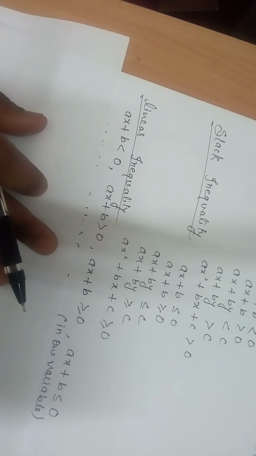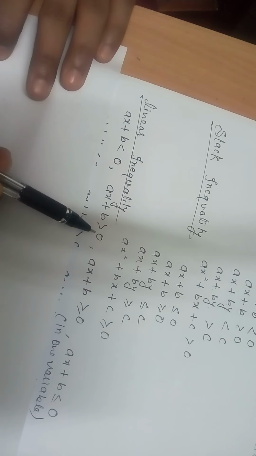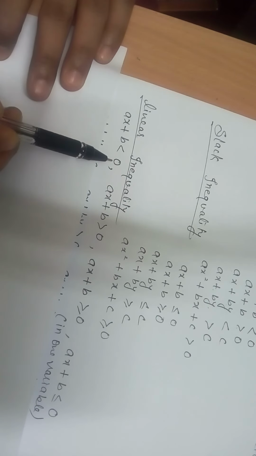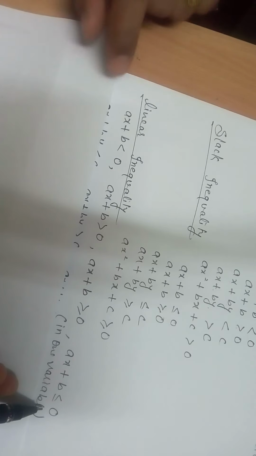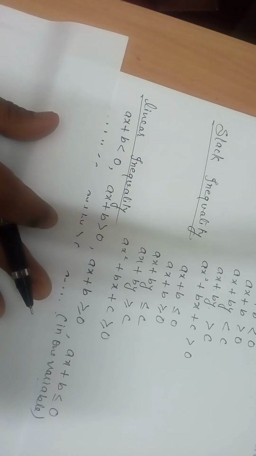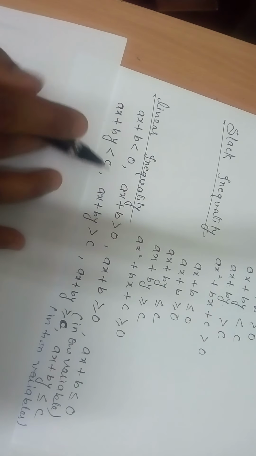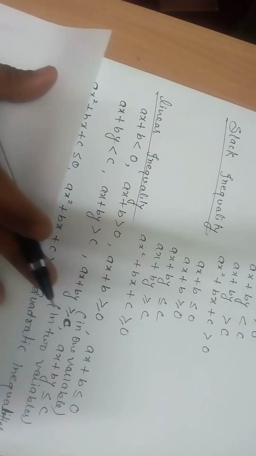Now linear inequality. x plus b is greater than 0, x plus b is less than 0, x plus b is greater or equal to 0, x plus b is less or equal to 0. Here there is only one variable x. That is why this is called linear inequality in one variable. Here there are two variables x and y, so we call it linear inequality in two variables.